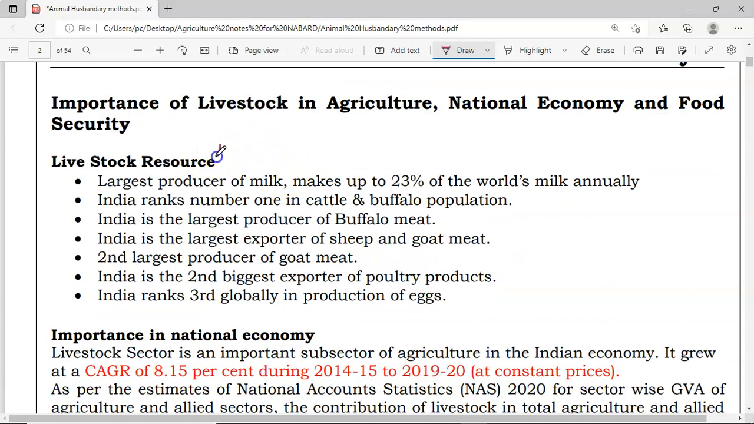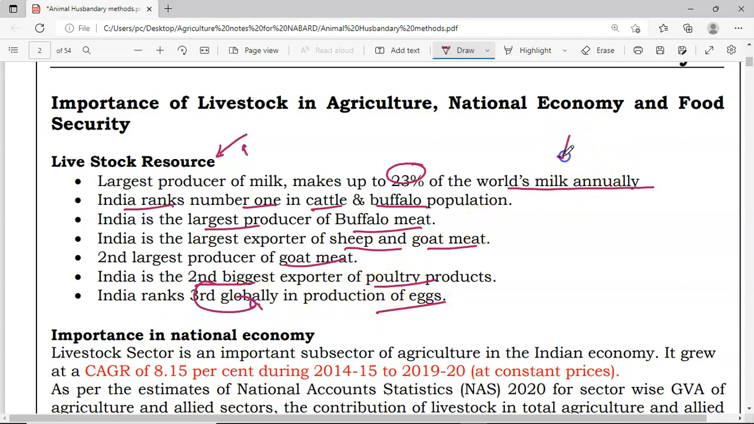First of all, you should remember this data: India is the largest producer of milk and makes up 23% of the world's milk annually. India ranks number 1 in cattle and buffalo production. India is the largest producer of buffalo meat. India is the largest exporter of sheep and goat meat. It is the second largest producer of goat meat. India is the second biggest exporter of poultry products, and India ranks third globally in the production of eggs.